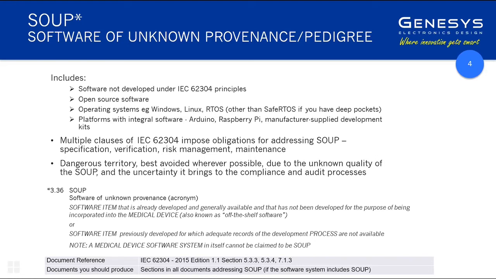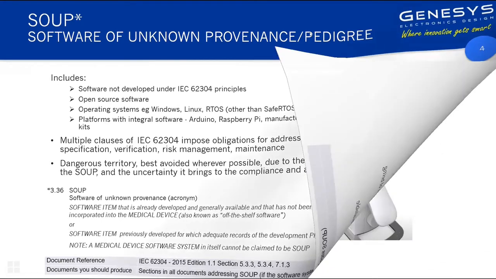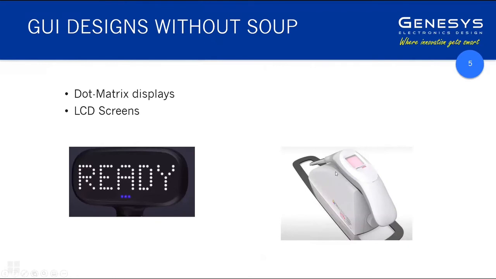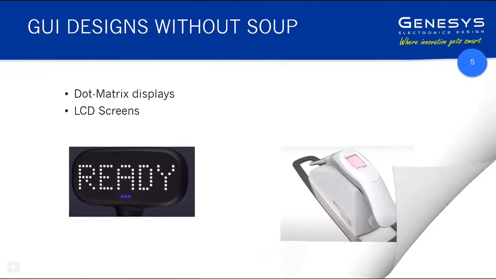So I'll skip along there. GUI designs without SOUP. Specifically in this case, I'm just mentioning dot matrix displays and LCD screens, specifically microcontroller interfaced LCD screens. When we say LCD screens, it's quite broad. A smartphone has an LCD screen, of course. But this is being very specific to an embedded microcontroller control interface into that LCD screen.